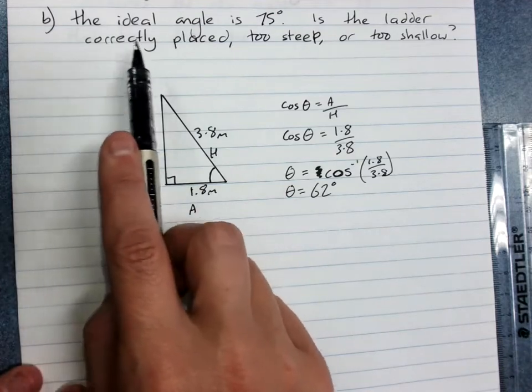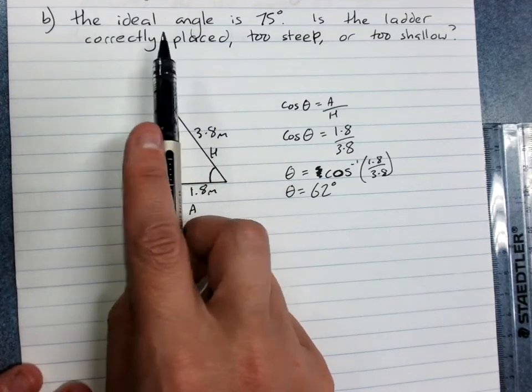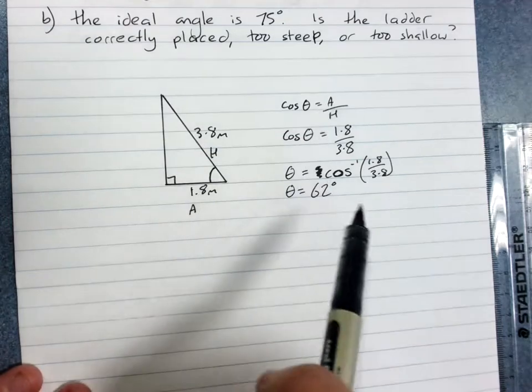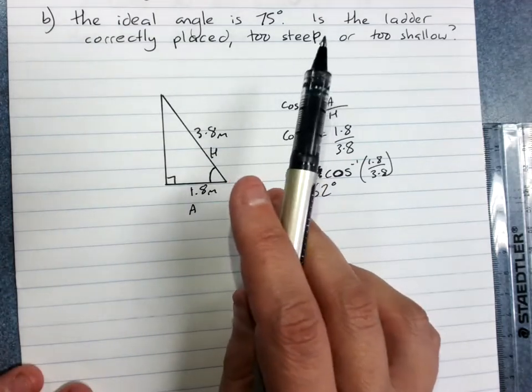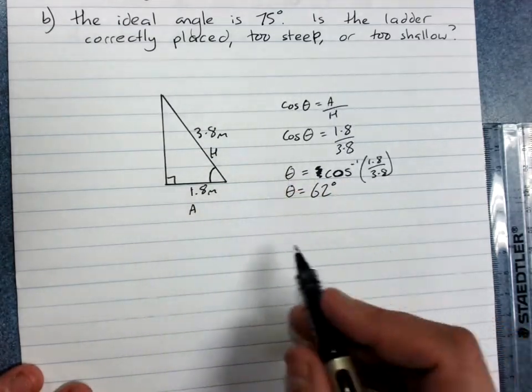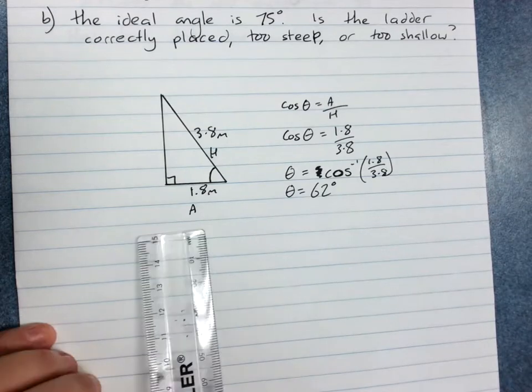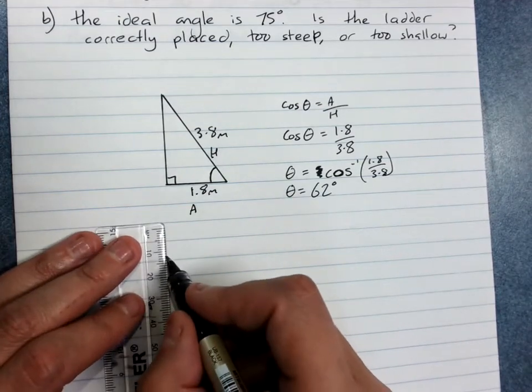Next half, the ideal angle is 75 degrees. Is the ladder correctly placed? Well, no, it's not. Is it too steep or is it too shallow? If you're a little uncertain, remember you can always draw yourself another diagram.